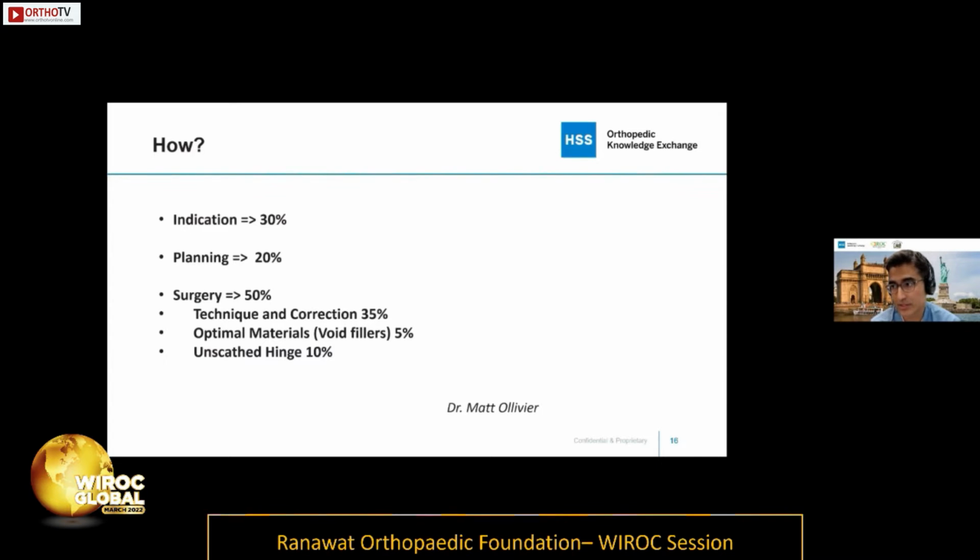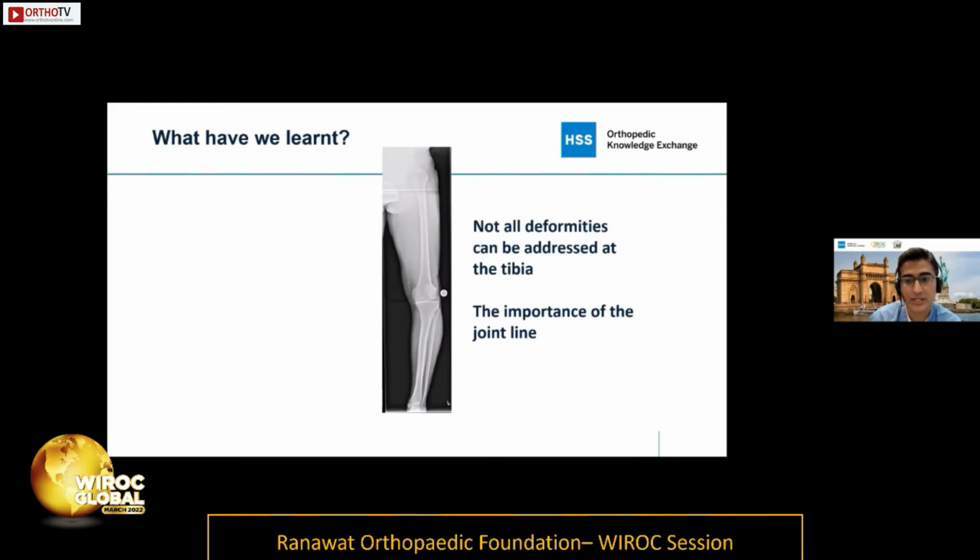This is my colleague Matt Olivier's split as to how you go about getting a good DFO done, with the indication being 30% of the job, 20% planning, and 50% the surgery. And within the surgery, we talk about a few different things such as the technique, the correction, the hinge, and fillers.